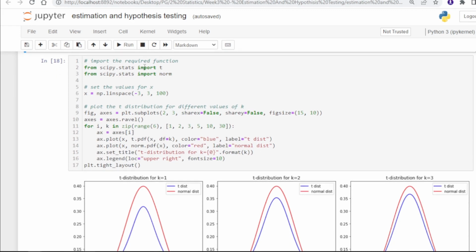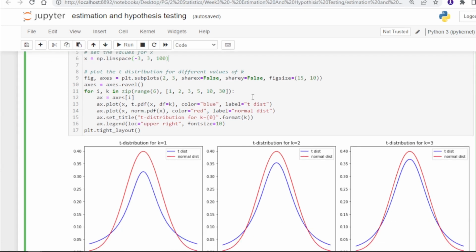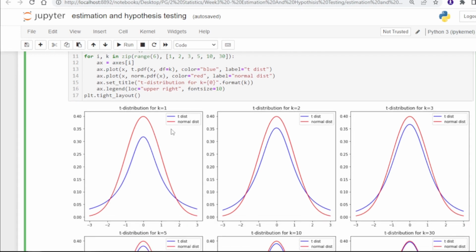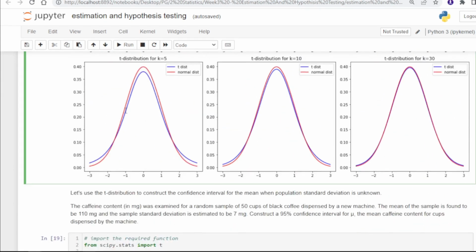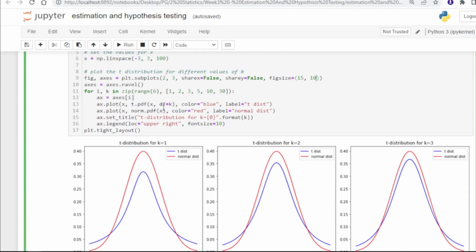Here you can see that we are importing t and importing the normal distribution. Here we have defined our x again with linspace. Figure and axis are defined separately, where we have set sharex to false and sharey also false, and figsize is 15 by 10. For i in k means there will be a plot for each and every value. Here you can see the plot for these 6 values, and we are plotting with t.pdf.